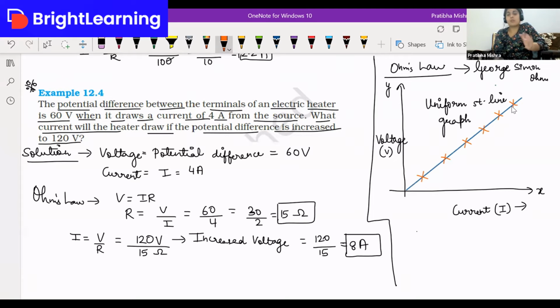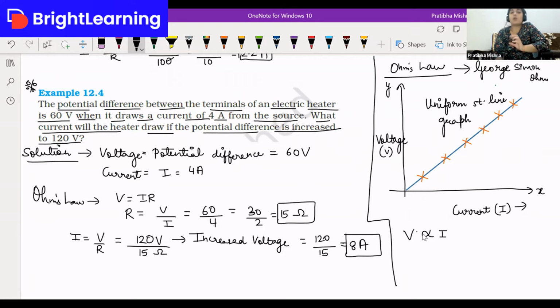There's an experiment. We will watch the activities and experiments if we find them on YouTube after we discuss the chapter. That's how we do it, and then we discuss all the internal questions and the exercise questions. So at equal potential difference, the flow of current will be directly proportional to it.